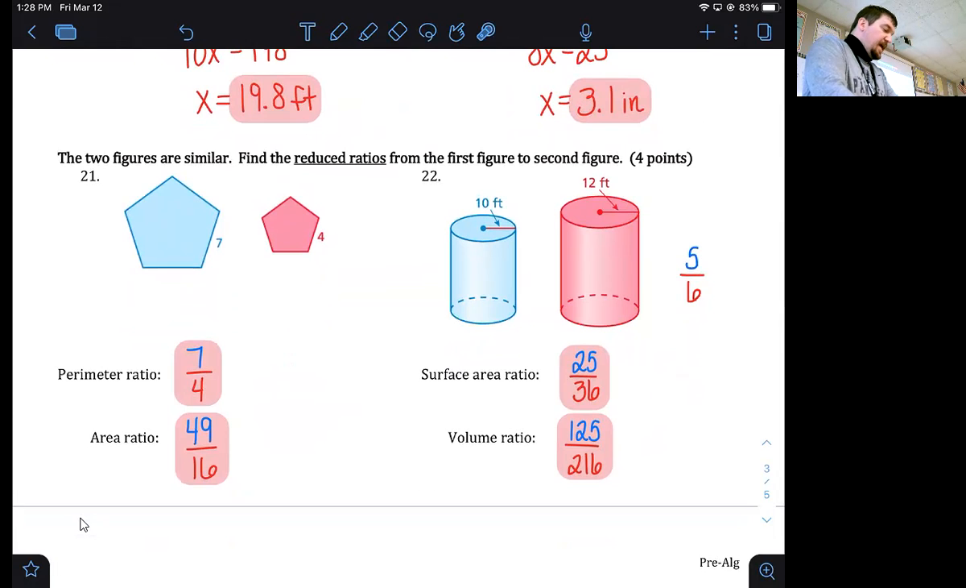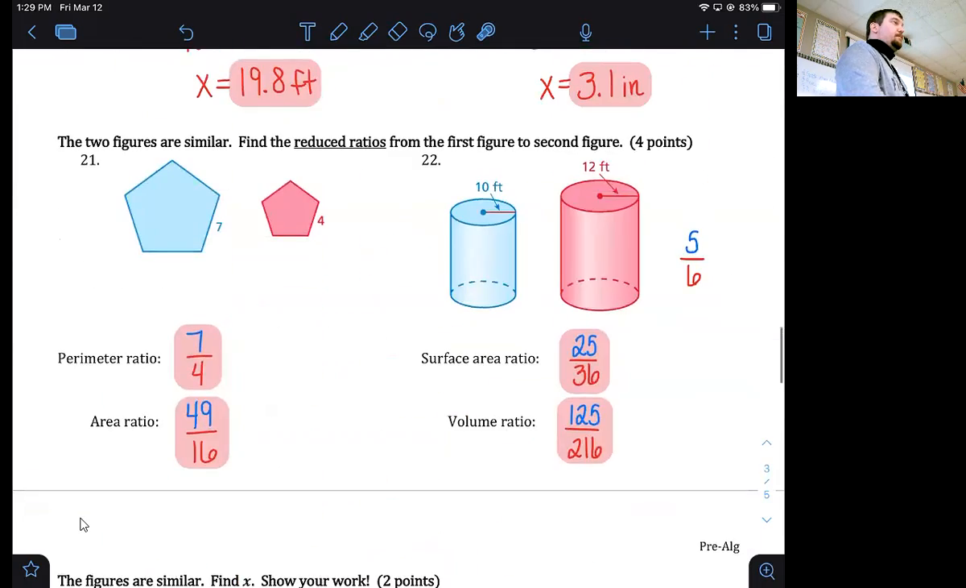Number 22, the side length ratio is 10 to 12. That reduces to 5/6. And the surface area ratio, the area ratio, is going to be the square of that. So 25 and 36. And then the volume ratio is going to be the cube of the side ratio. So 5 cubed is 125 and 6 cubed is 216. It said you had to use reduced ratios. If you just used 10 over 12, you got a correct ratio, but it was not reduced. You had to reduce 10 to 12 to get 5 to 6.